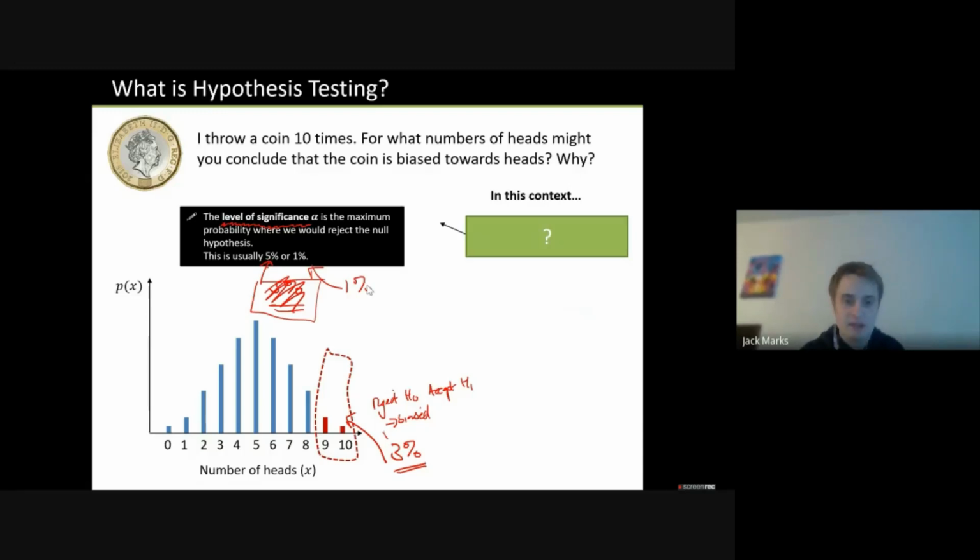So this thing, don't worry, it won't make a whole lot of sense yet. I understand that. But this thing, the level of significance, which is given to you in the question, will affect your conclusions, and whether you say things are biased or not biased.